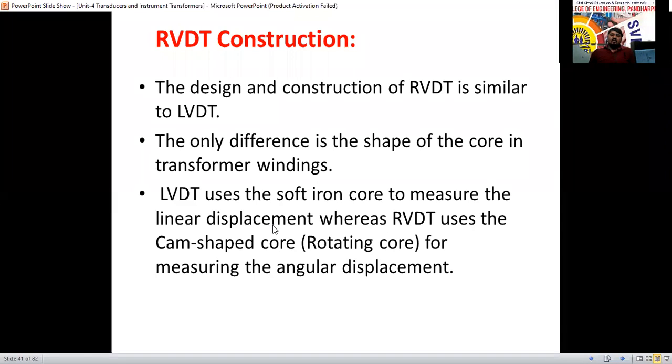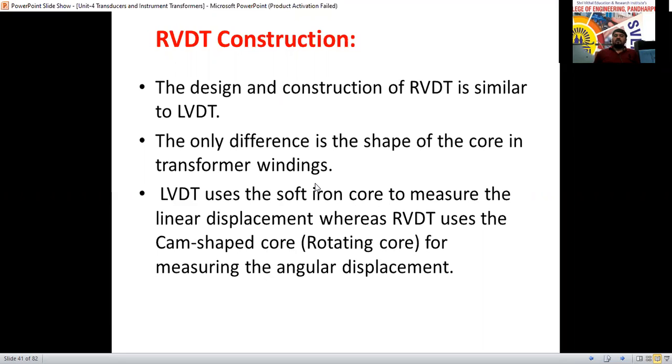The only change is inside. The soft iron piece we used in the LVDT was for linear displacement. Here we have used an iron core which is a rotating part. Based on that, the names changed to linear and rotary. So the only difference is the shape of the core inside the transformer winding. In the LVDT, we used a linear soft iron piece. Here in the RVDT, we use one rotating magnetic core.